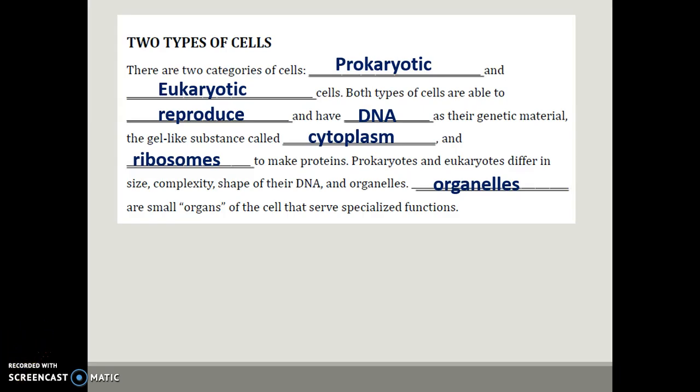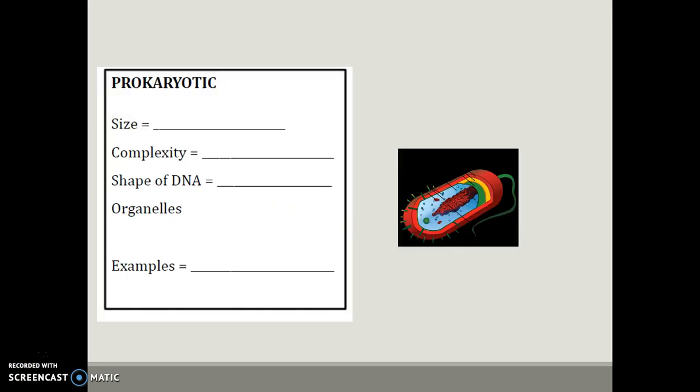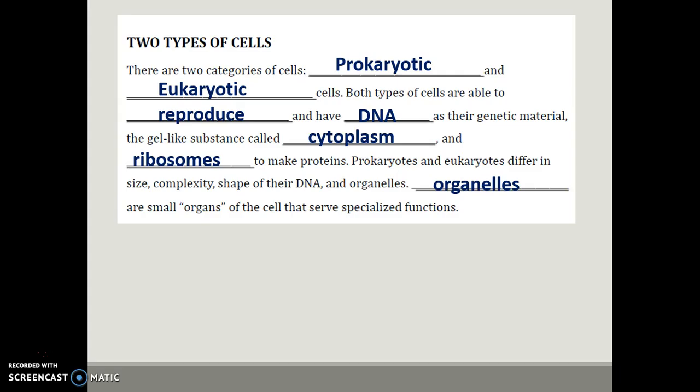There are two categories of cells, prokaryotic and eukaryotic cells. Both types of cells are able to reproduce and have DNA as their genetic material. They also have this gel-like substance called the cytoplasm, which holds all the organelles together or has them suspended in the cell. And they also have ribosomes, which make proteins. So that's why all cells are considered living, whether they're prokaryotic or eukaryotic, because they have DNA, they have a cytoplasm, and they have ribosomes to make proteins.